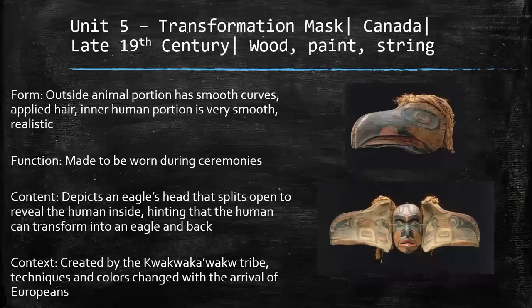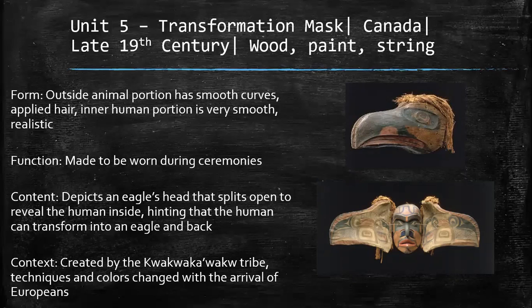Now onto Unit 5, in the late 19th century, the Transformation Mask in Canada. For Unit 5, there wasn't much outside of this, and this is pretty interesting, as it's not only human but also an animal form. So the artists chose to combine human and animal. On the outside, it seems like an ordinary hawk mask, or maybe a falcon or an eagle. But then you can pull a string to split it open, and guess what's inside?